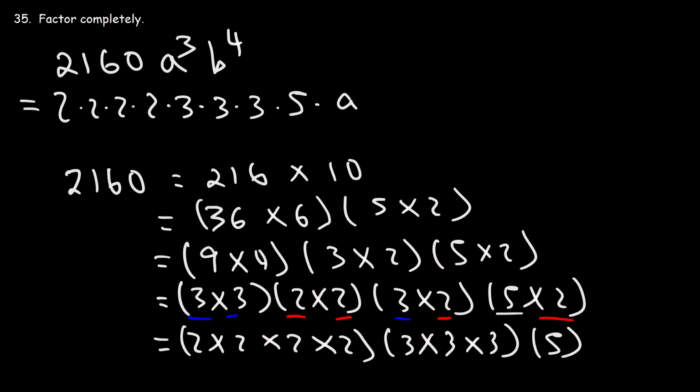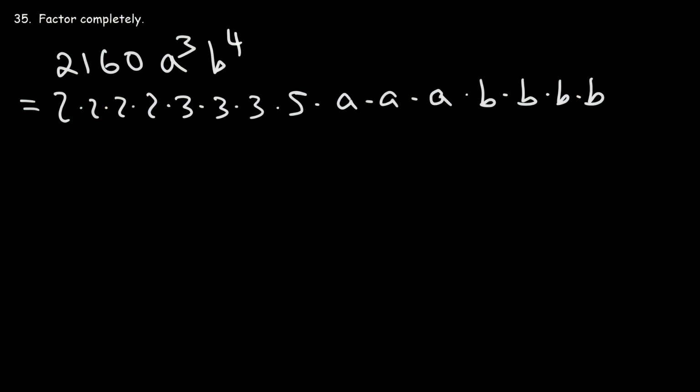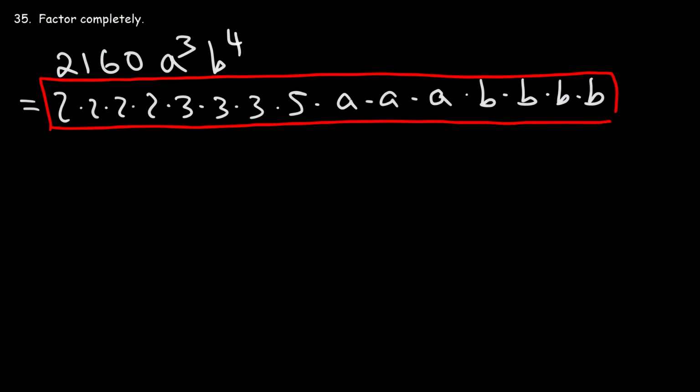A to the third is basically A times A times A, like 3 A's multiplied to each other. B to the fourth is 4 B's multiplied to each other. So this is our answer in its expanded form. Now this is equivalent to this answer.